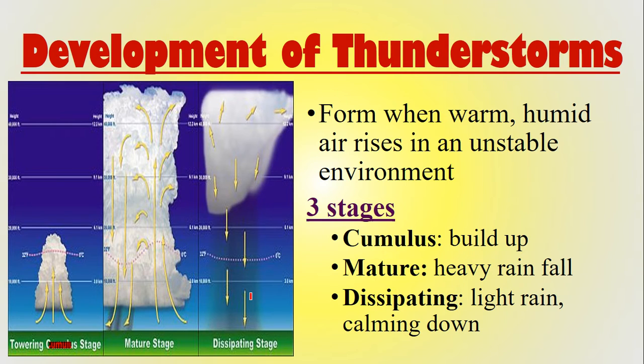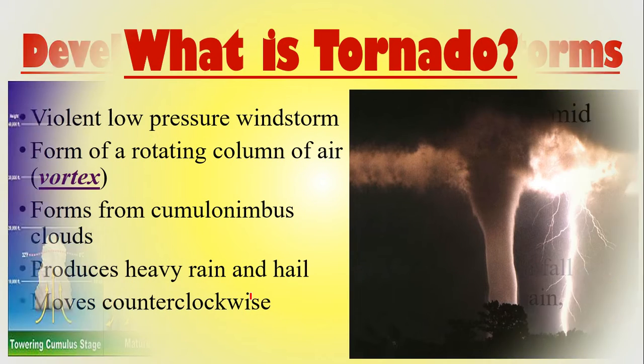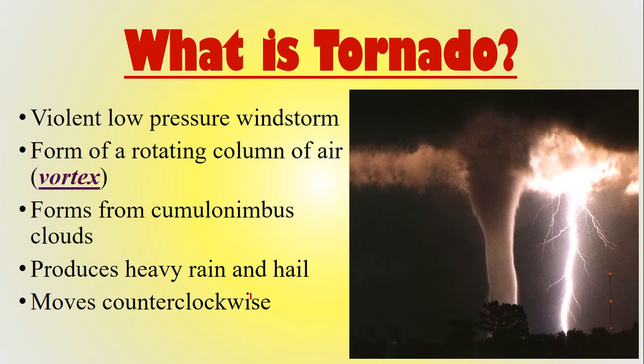There's light rain, it's calming down. So that's about thunderstorms. Now, what thunderstorms sometimes can produce is something called tornadoes. And these are violent, low pressure windstorms. Low pressure. Remember, air flows from high to low pressure. And so if it's a violent low pressure windstorm, that means the pressure is really low.